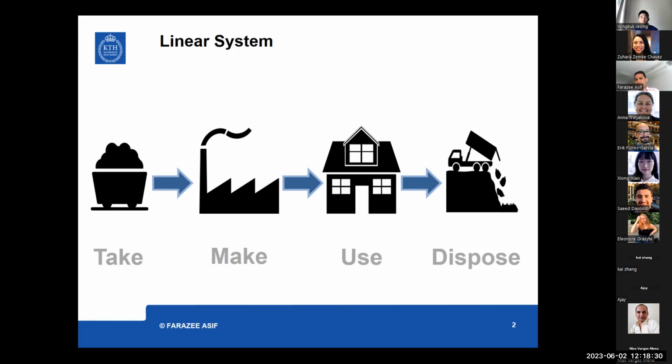There are two issues with this sort of linear approach. One is that this linear system assumes that the natural resources we need for manufacturing goods are infinite, and the waste carrying capacity that we have is also infinite. But both assumptions are not quite correct. This is not a sustainable way of running an industry, because resources are limited, especially non-renewable resources, and we cannot waste as we like. So we need to rethink how the manufacturing system is working today, and how the future manufacturing system should look like.